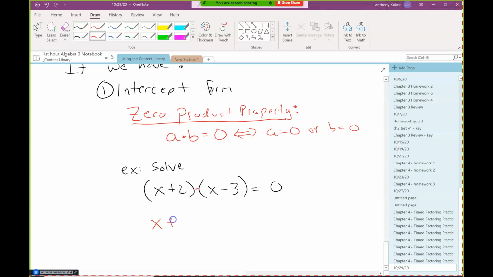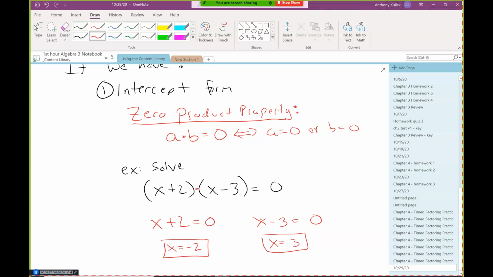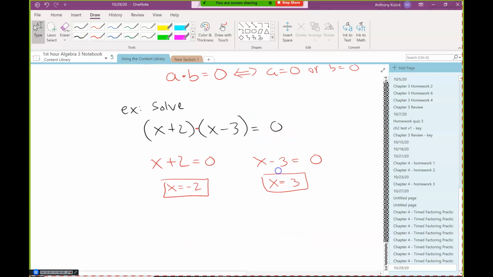So applying the zero product property, I can then say that x plus 2 is equal to 0 and x minus 3 is equal to 0. And now I can solve each one of these two separately, which is very easy. I subtract 2 from both sides to get negative 2. And I add 3 to both sides to get positive 3. So those are my answers. That's pretty nice, right? Let's do another example. Actually, we'll just call that example A.